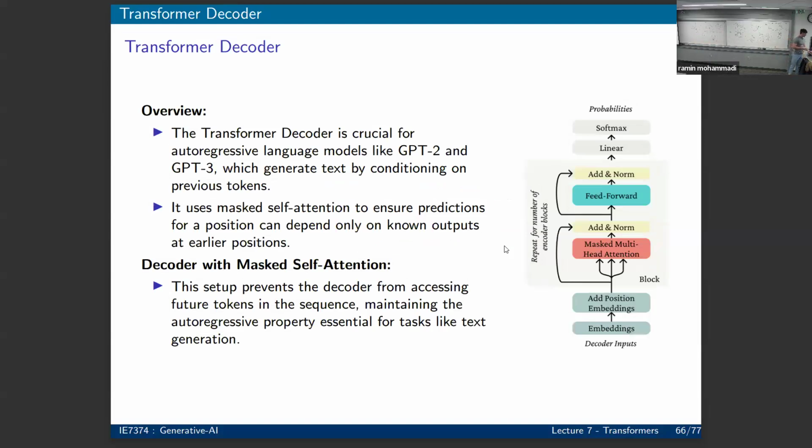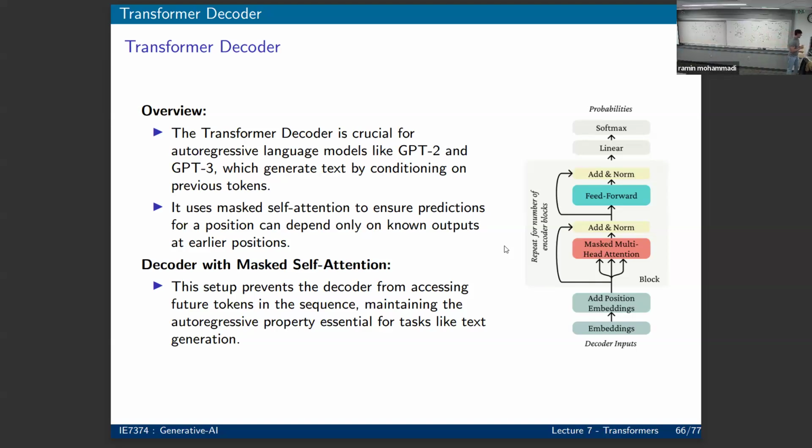Now, when you go to the decoder, this is the general decoder architecture. You have almost the same thing, but the multi-head self-attention becomes masked multi-head attention. You don't see the future. You block the future either by setting the dot product to minus infinity or setting the attention to 0 for any future word. But it's the same concept.